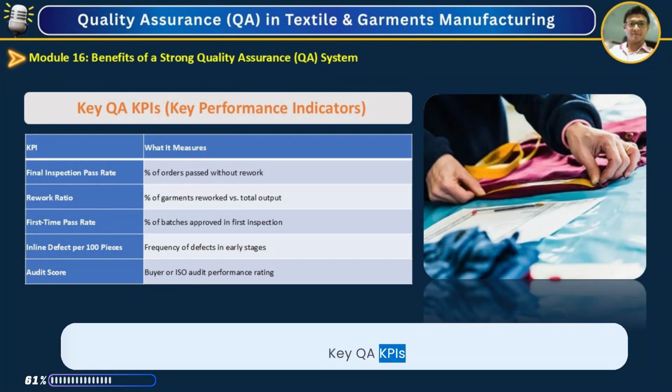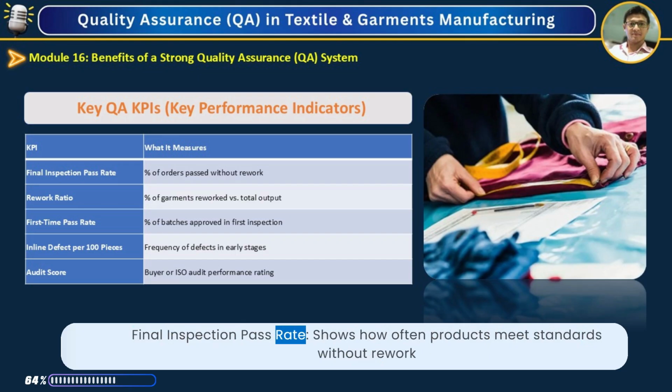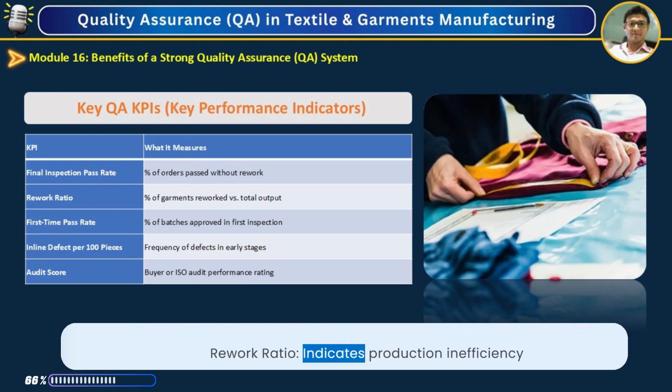Key QA KPIs. To monitor the effectiveness of your QA system, here are the KPIs to track. Final inspection pass rate shows how often products meet standards without rework. Rework ratio indicates production inefficiency.